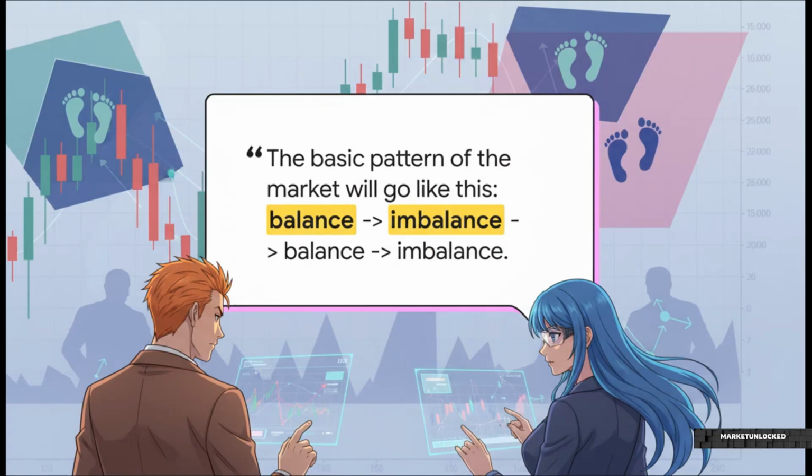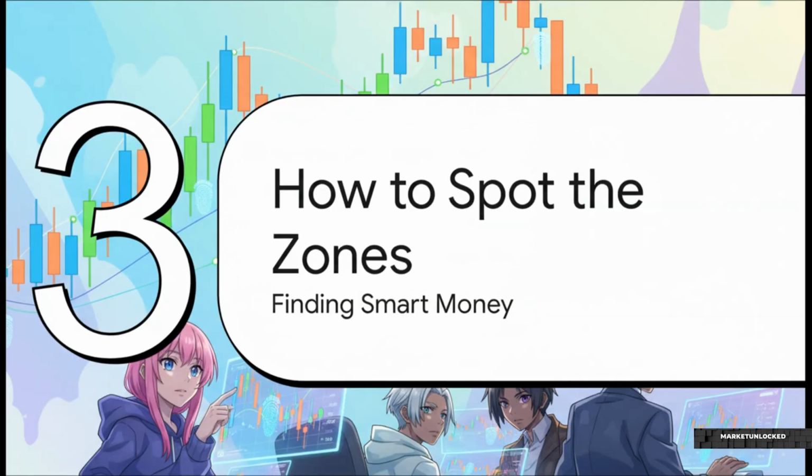And this really just sums it all up. The market has a natural rhythm. It goes from these quiet, balanced periods to these explosive, imbalanced moves, and then back again. We just want to be there right when it's about to shift from balance to imbalance. That's the sweet spot. Okay, so we know we're hunting for these big imbalances. Well, the best part is they leave behind these obvious footprints right there on the chart. So now let's get into the fun part, how to actually spot these zones.